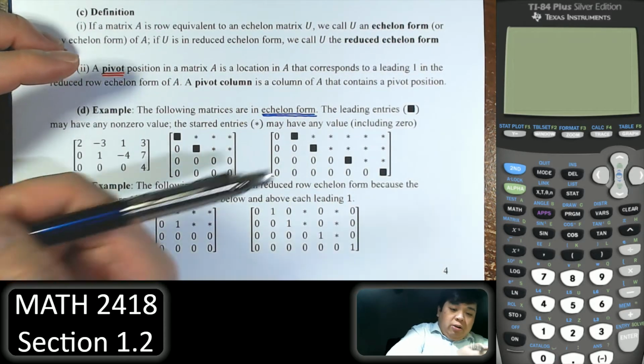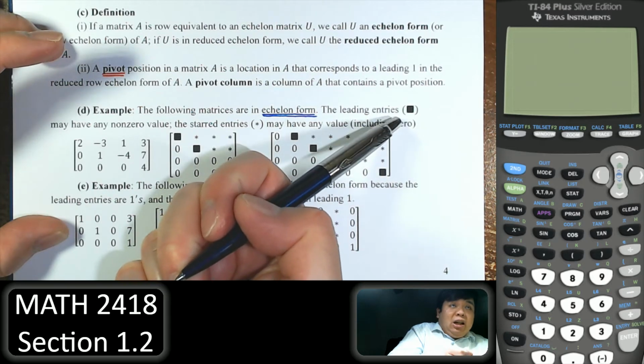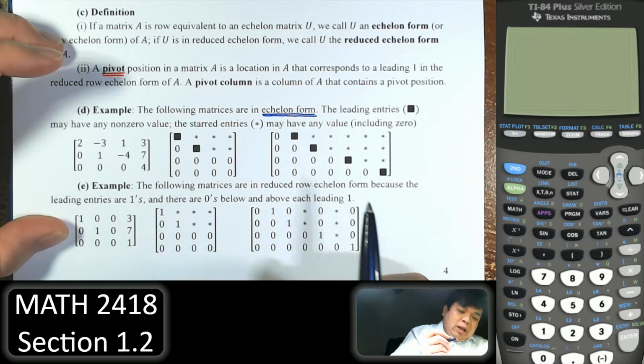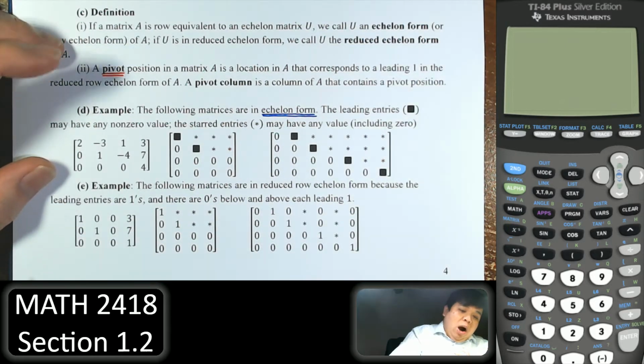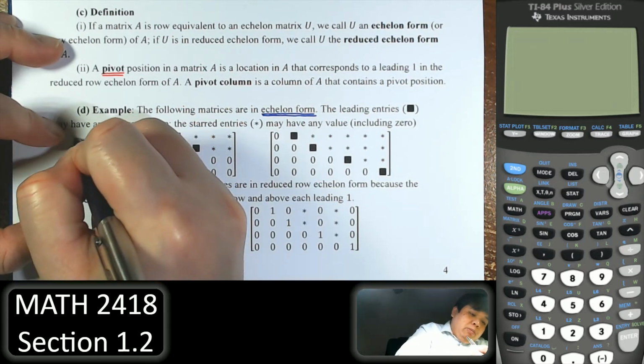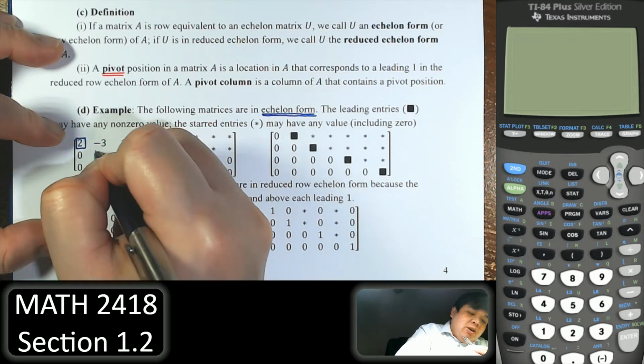The leading entry is non-zero, meaning it could be any non-zero number. The star means it can be anything. Right, so this matrix, let's say Y, is it in echelon form? For each row, we put a box around the first non-zero entry.